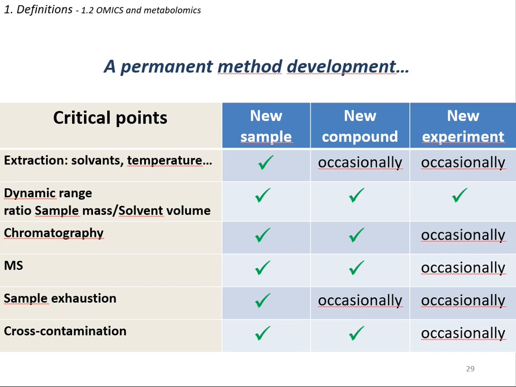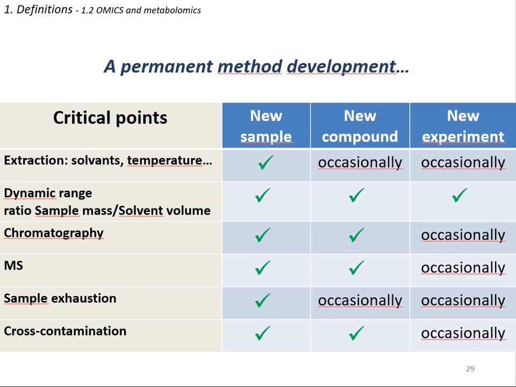You can also want to check for the dynamic range and adapt the ratio of sample mass to solvent volume during the extraction process to make sure that you are in the range of linear response depending on the concentration. Otherwise, you can miss some differences because, for instance, your detector is saturated, and so you won't see a doubling or a tripling of the quantity because you're already at the saturation level. So you'll have to do that for every new sample, new compound, and new experiment.